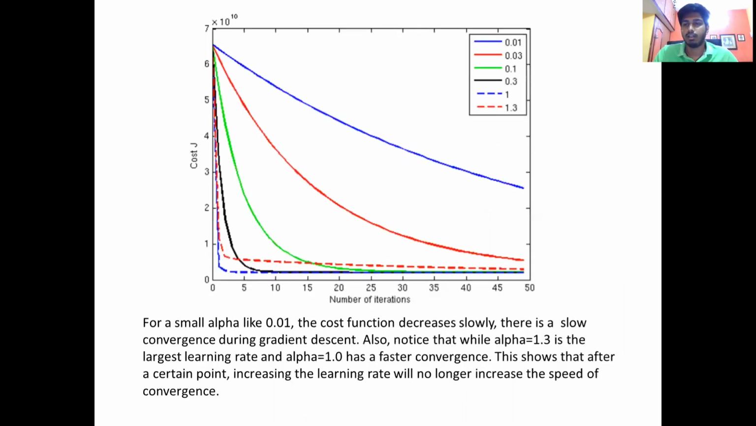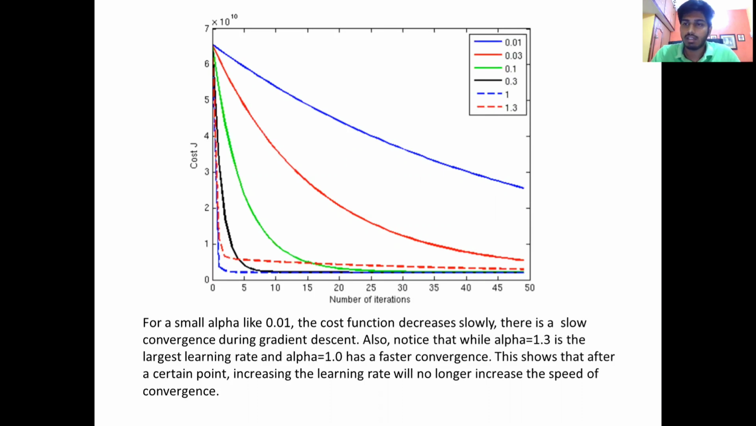For example, let's take a graph constructed from a learning model. On the y-axis, we see the cost, and on the x-axis, we see the number of iterations. The blue line represents the smallest value of alpha, like 0.01. For this alpha value, the cost function decreases slowly as the number of iterations increases. It also tells us that there is slow convergence during gradient descent. Also, if you notice, 1.3 is the largest learning rate, but an alpha value equal to 1 gives the fastest convergence rate.